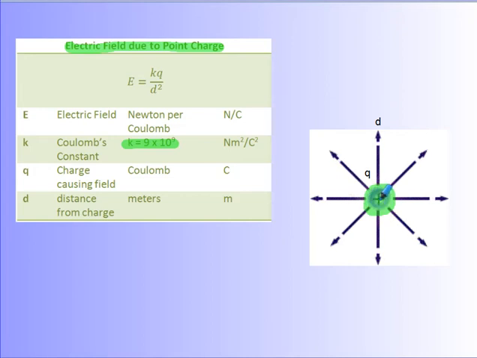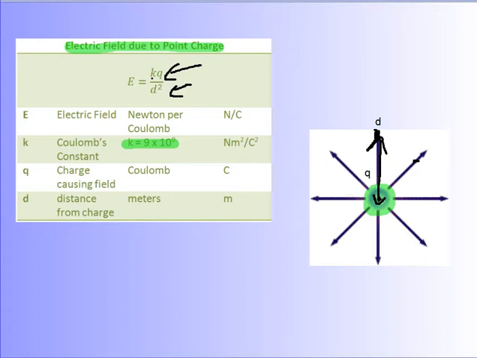It is not your positive test charge. It's the charge causing the field. And d is, of course, the distance you are from the charge. That distance right there. Do you see now we have a 1 over r squared relationship? It's directly proportional to the charge. So a stronger charge will cause you to have a stronger electric field. But the further you get from that charge, the smaller the field is.